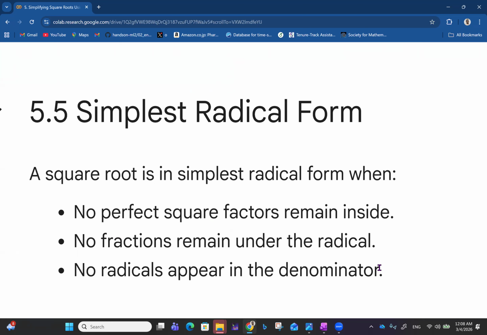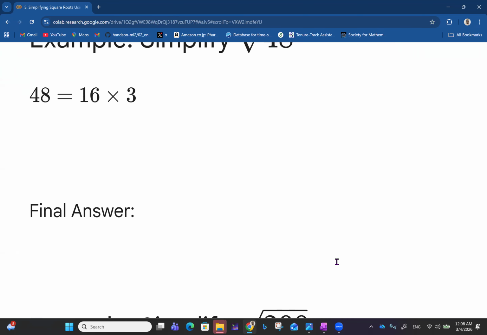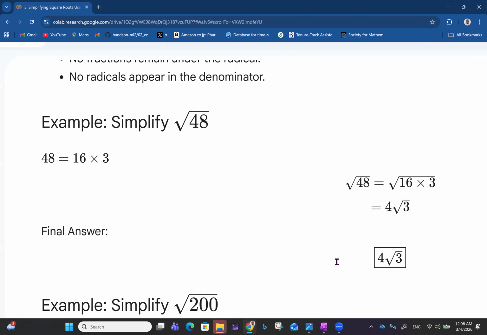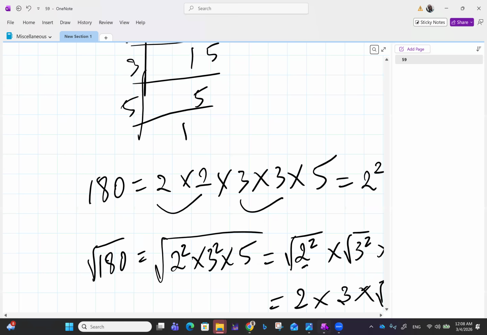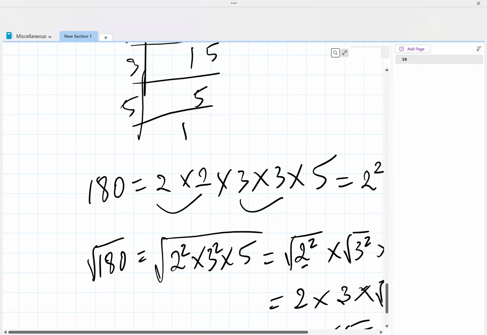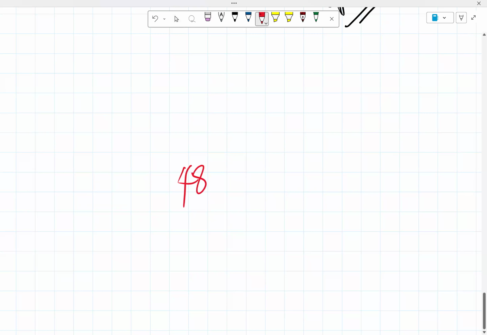So a square root is in simplest radical form when no perfect square factors remain inside and no fractions remain under the radical. So no radicals appear in the denominator at the end of the day, right? So to simplify root 48 now, let me just go for it. So 48 now, so straightforward.